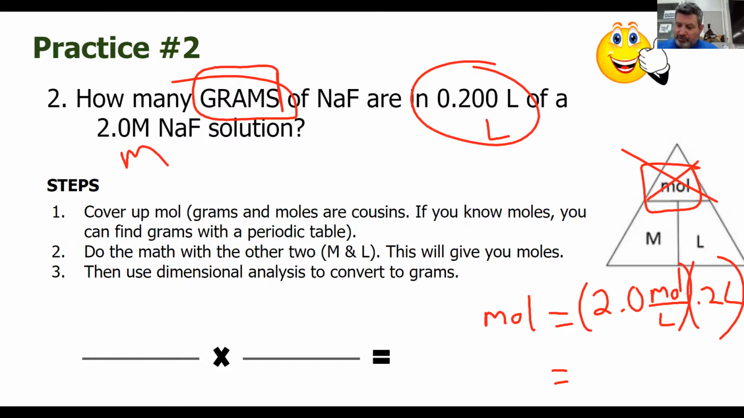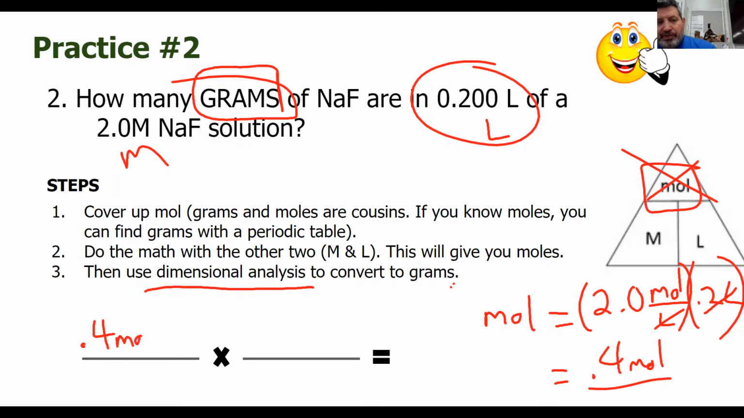And when you do this, I always suggest doing it in a calculator just to be sure, but you're going to get 0.4 moles. The liters cancel out, and we're left with moles. Then it says use dimensional analysis to convert it to grams. So if we have 0.4 moles of NaF, it's asking us for grams.